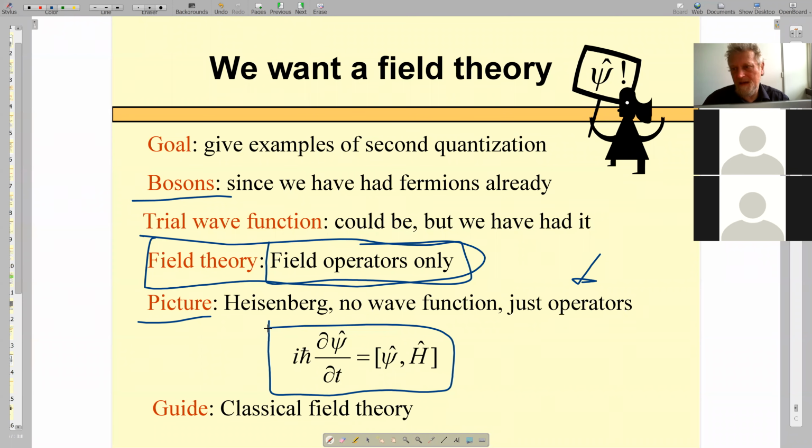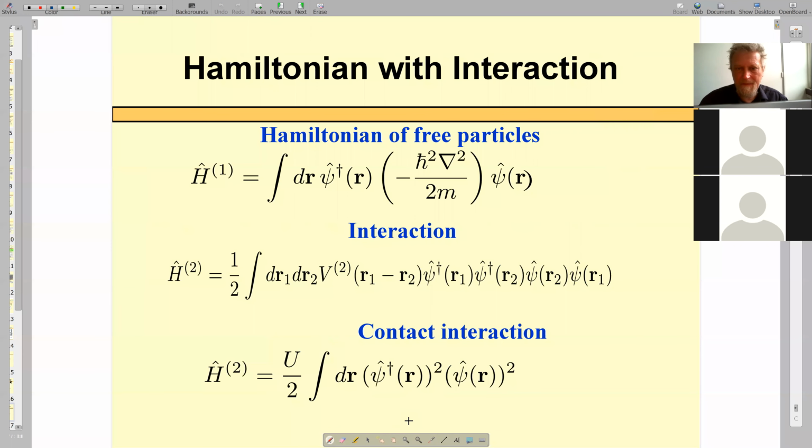So we'll make a field theory, and that will appear to be very simple. In fact, we can use classical field theory as a very good guideline to understand this quantum theory. But let's first make one. Right, so what do we have?